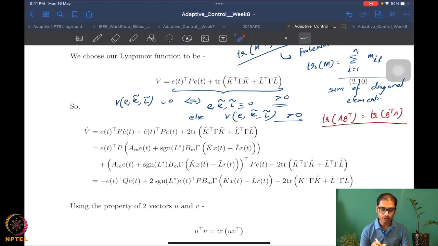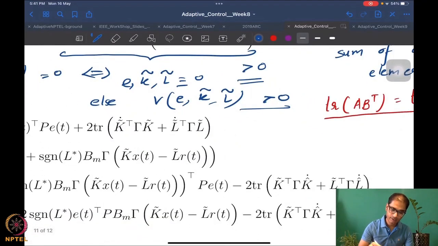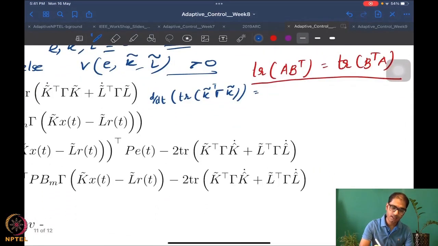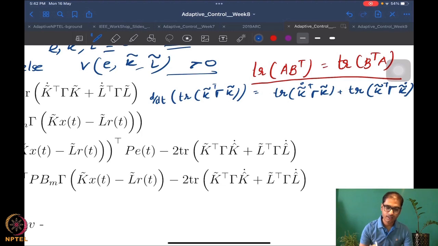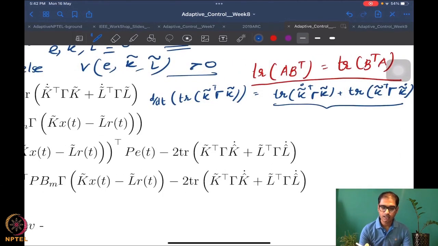Honestly speaking, I could have written this also in this way. Let me make this a little bit more clear. d/dt of trace of k tilde transpose gamma k tilde would have been written as trace of k tilde dot transpose gamma k tilde plus trace of k tilde transpose gamma k tilde dot. Yeah, I could have done this, right?